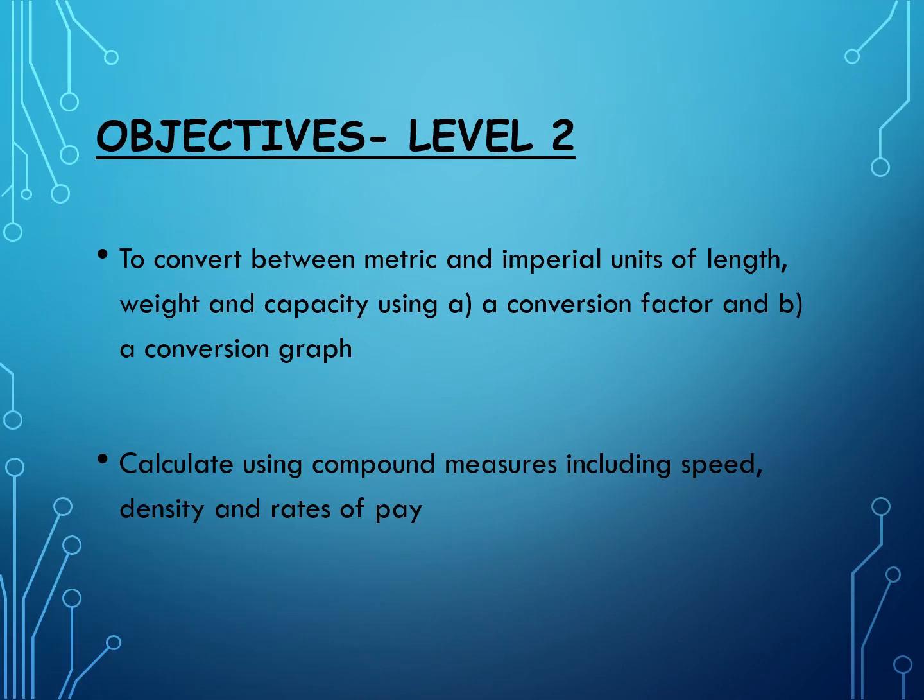So today we're going to go through conversions. Our objectives by the end of the session are to convert between metric and imperial units of length, weight and capacity using A, a conversion factor, and B, a conversion graph. And also by the end of the session we're going to calculate using compound measures, which will include speed, density and rates of pay.